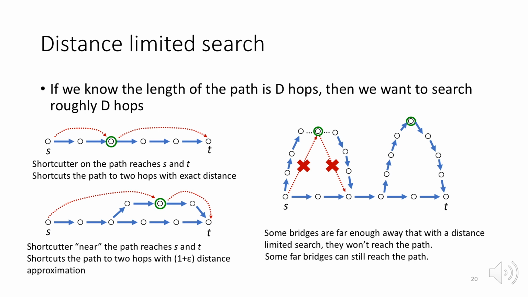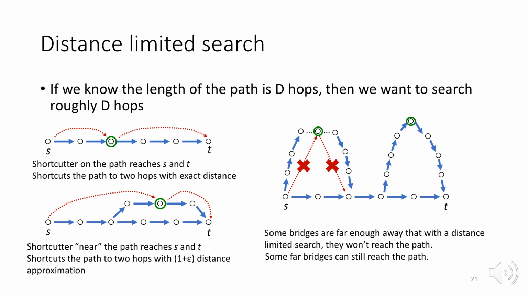However, some of the far bridges are close enough that they can reach the path while still giving a bad approximation of the path. So these are a big problem for us because they don't give a good approximation and they can split the path into multiple subproblems without really making any progress when the shortcutter becomes a pivot. So shortly, I'll talk about why we don't get these bridges as pivots.